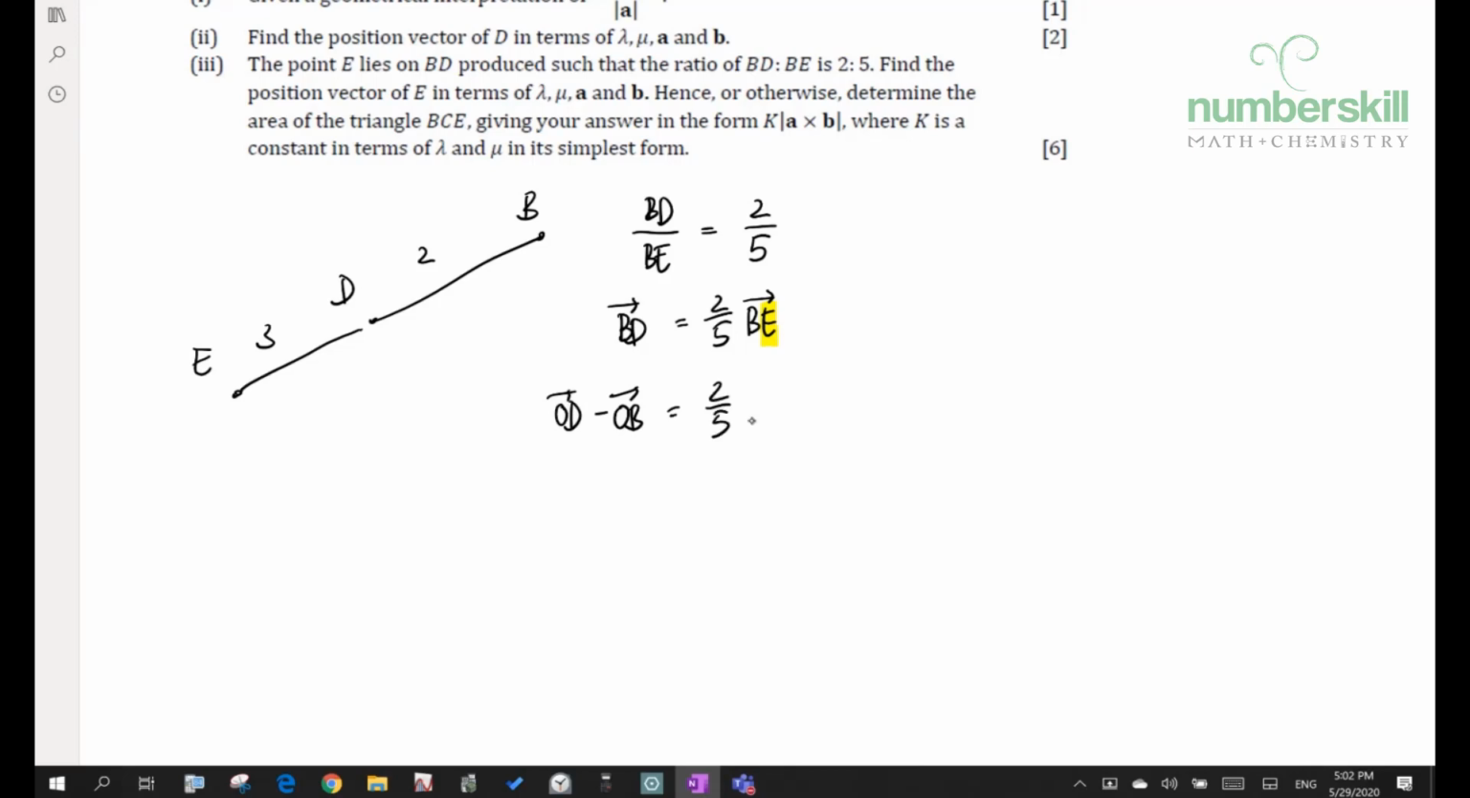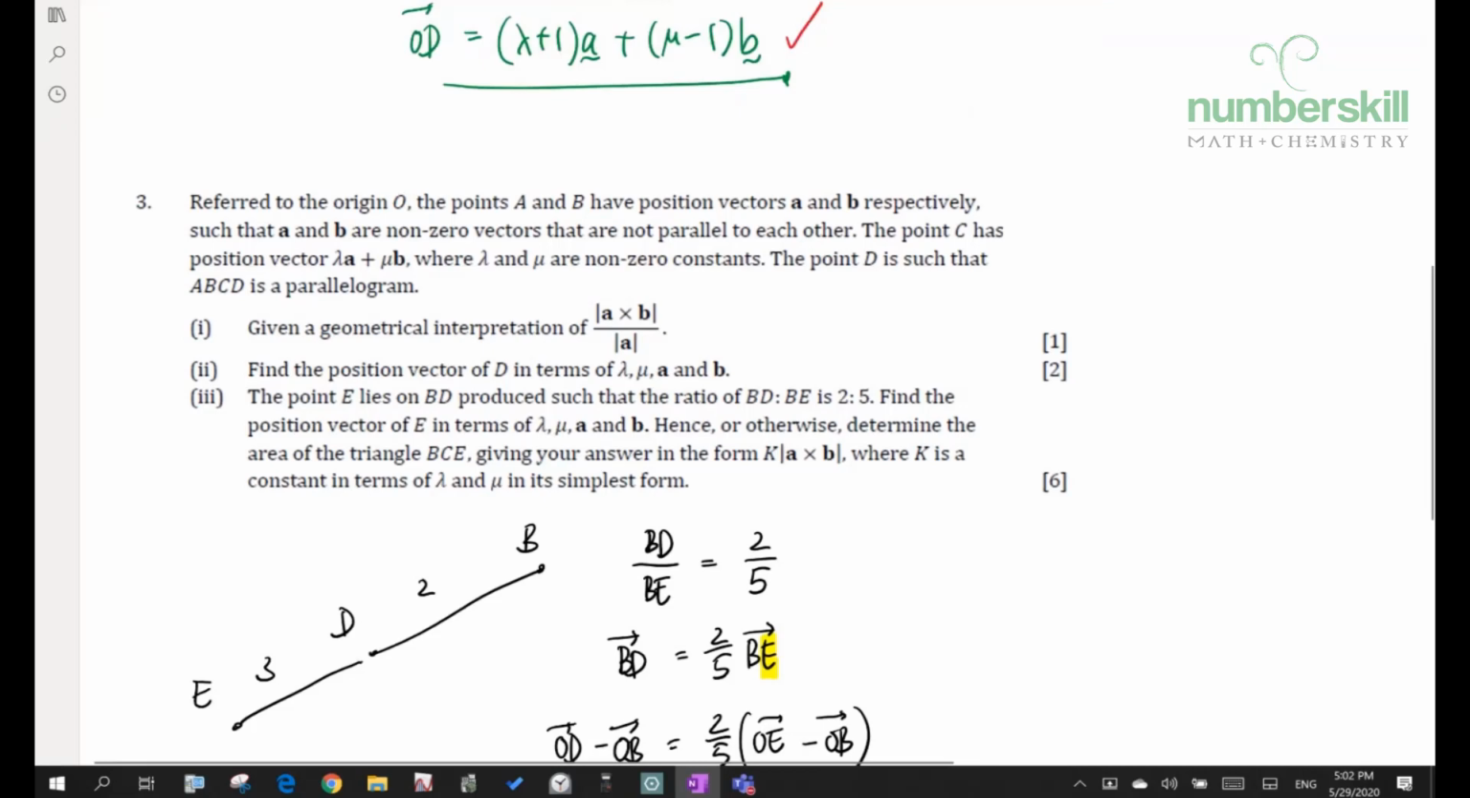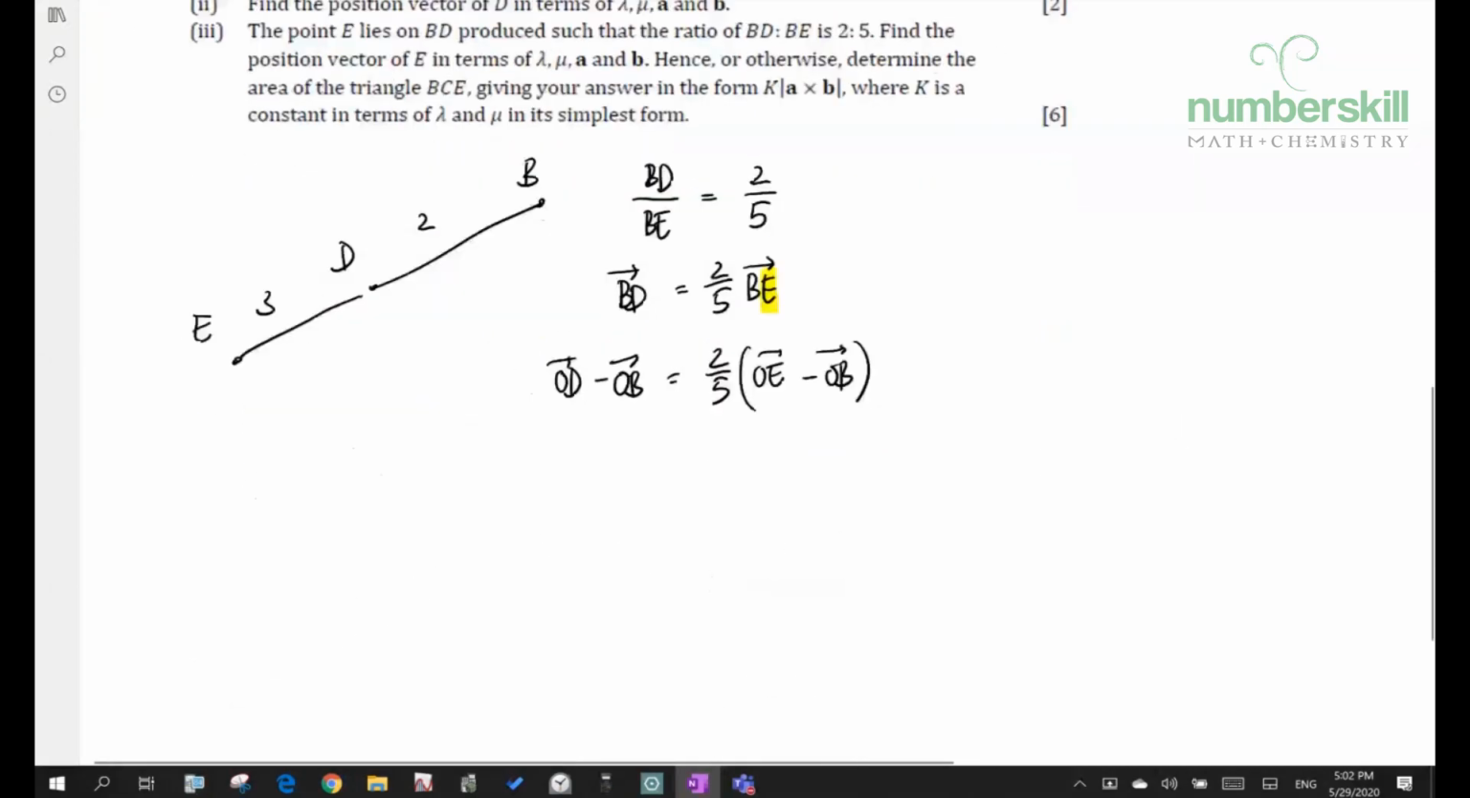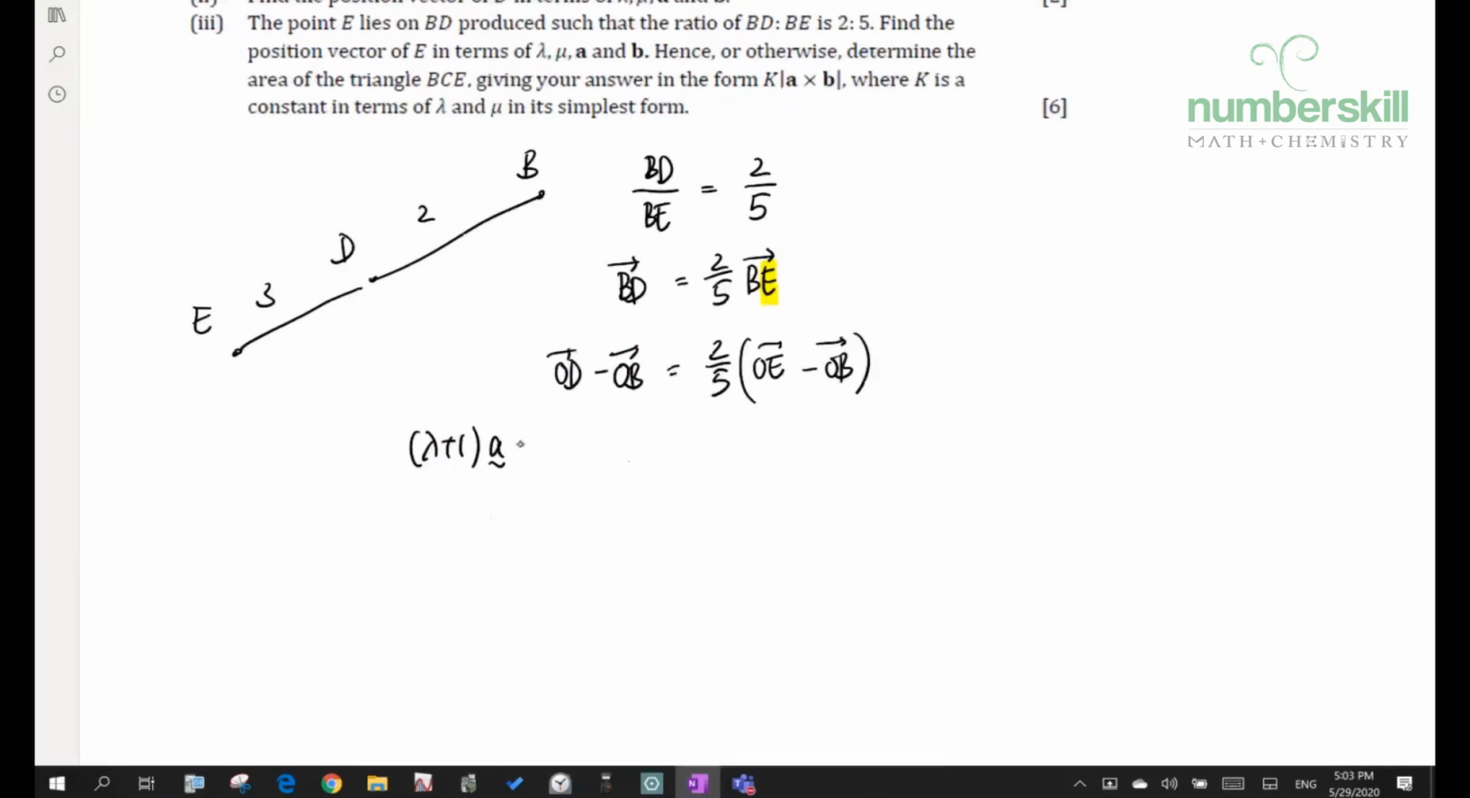So this is going to be OE minus OB. Follow or not? I don't know how you want to do this, but obviously you need to make OE the subject. So slowly do, no big deal. So OD. Oh great, I forgot my OD. Hold on. Can you see that? Lambda plus 1 a, hold on, now I cannot remember. Mu minus 1. So plus mu minus 1 b minus another b is equal to 2/5 OE minus 2/5 b.